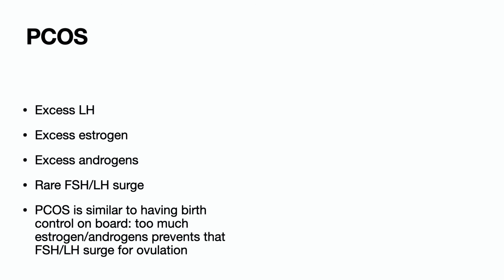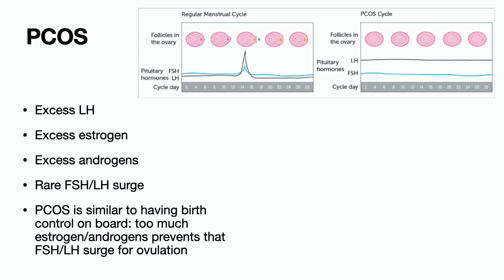And that's why people with PCOS have their periods only every couple of months and would have a difficult time getting pregnant. Here's a nice graph I found of what exactly is happening in PCOS. Even though their LH levels are high, they're not able to get that surge because of the feedback present from the estrogen and androgens. So what do we do hormonally for someone with PCOS?